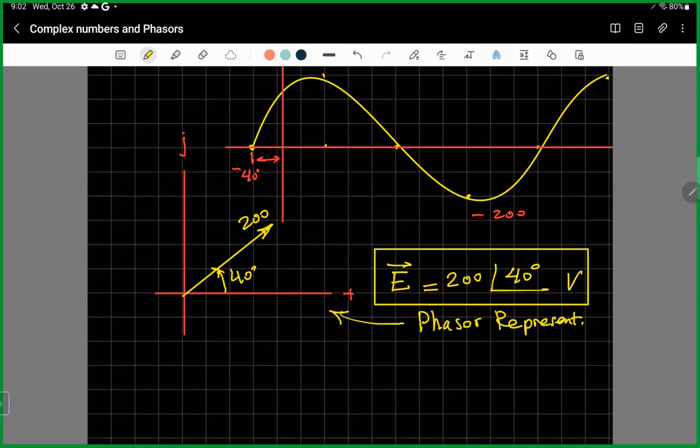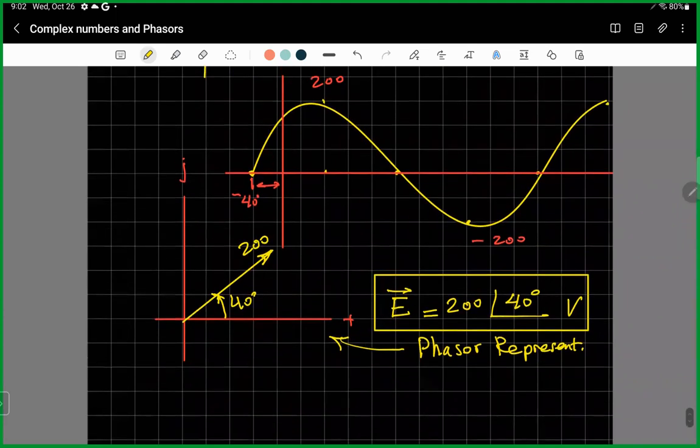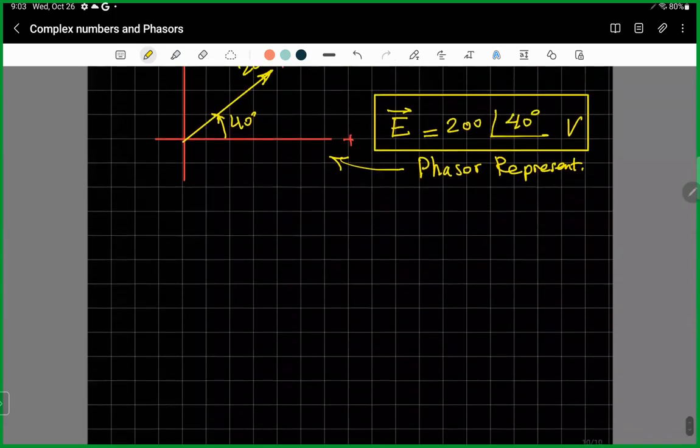But what is happening now? I'm showing you the real part here, the positive, and the imaginary part, the vertical, and this one, 200 at 40 degrees, is the representation of the phasor diagram, right? And now you can add voltages in series or anything like that, and I'm going to show you. Like now, let me show you.